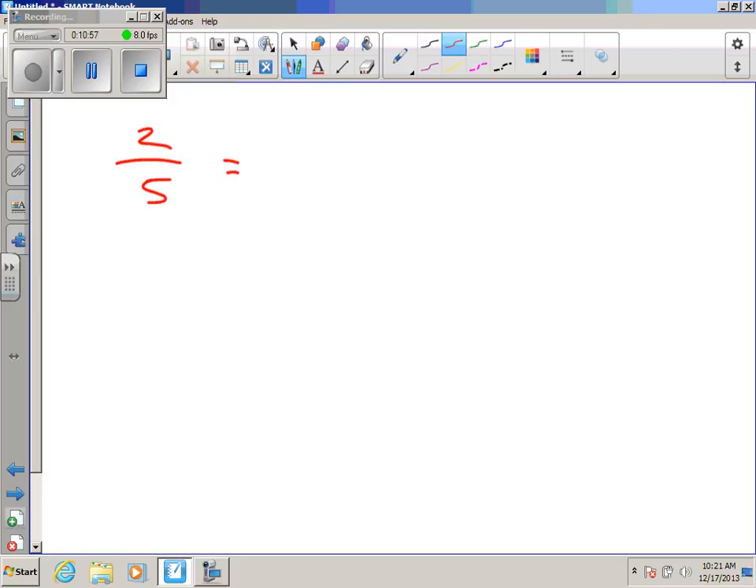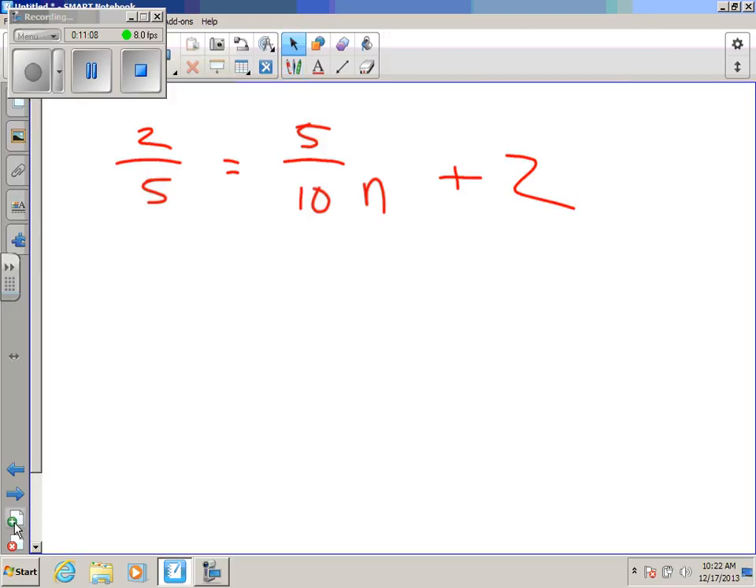Two-fifths is equal to 5/10 n plus 2. Anything you recognize in this problem right away before you even get started in the process of trying to solve it? Anything that jumps out to you? Maybe you never noticed it, maybe you never looked for it before. Like what?